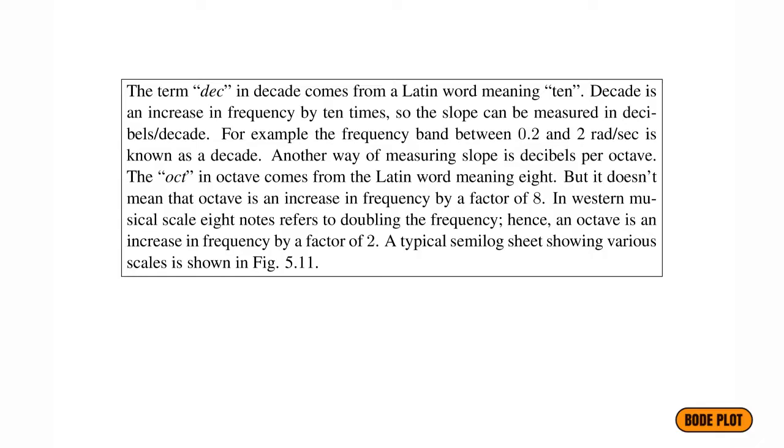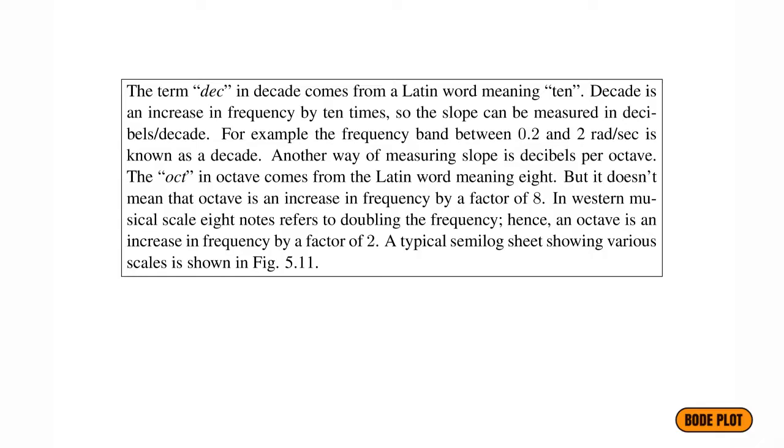Why is it called octave? In Western musical notes, the frequency of two notes differs by a factor of two. The frequency will be doubled. There are totally 8 notes. That's why it is octave. It doesn't mean multiplication by 8. So multiply by 2. 1 octave means the frequency is doubled.